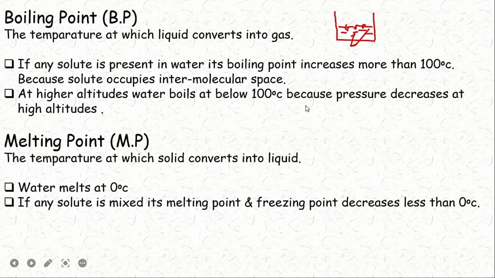Here, when you take a centigrade temperature scale and it is at 0 degrees Celsius, it is neither freezing point nor melting point. If it crosses, then it is the melting point. If it goes down, then it is the freezing point. When any solute is mixed in water, the freezing point decreases below 0 degrees Celsius, and the melting point also decreases below 0 degrees Celsius.